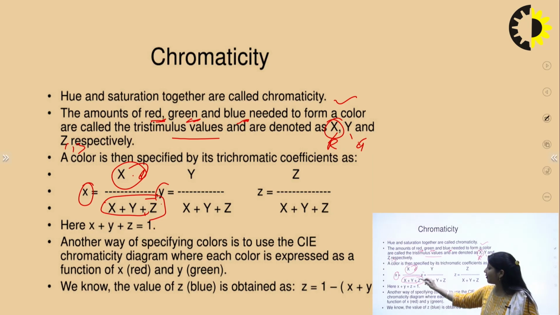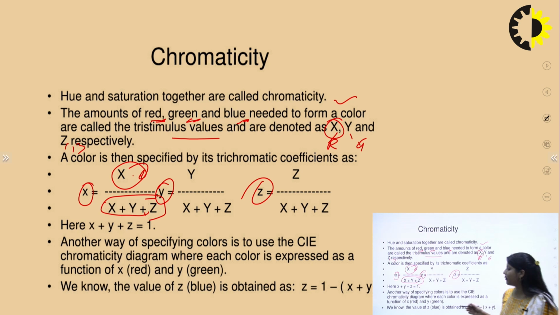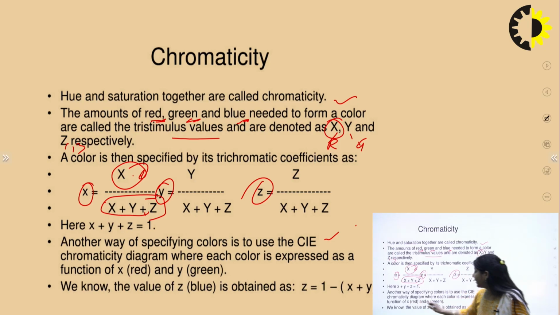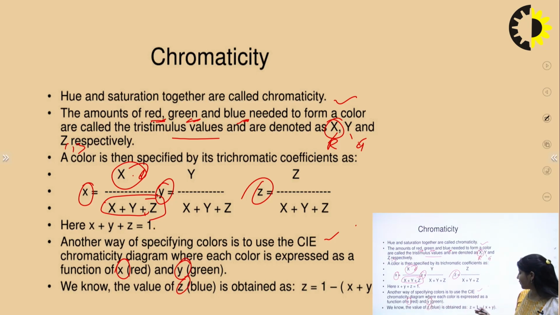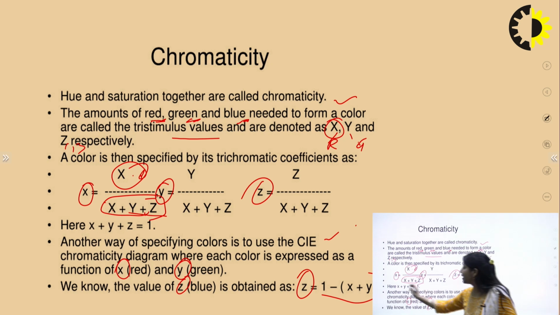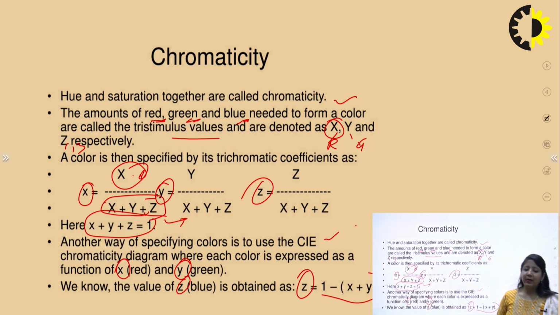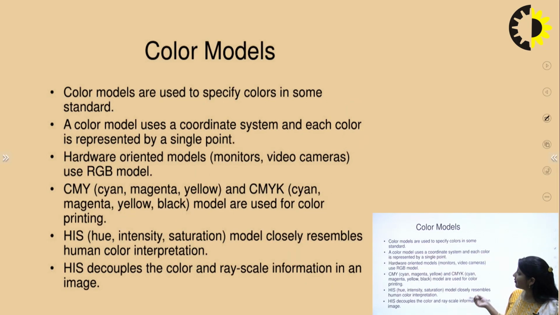Then we can calculate this small y and small z, meaning we are going to calculate the actual color intensity from the mix of the color that is perceived by the human eye. Another way of specifying color is to use the CIE chromaticity diagram, where each color is expressed as X, the purity of red, Y, the purity of green, and Z, the purity of blue. We can obtain the purity of blue by this, because the combination of these is 1, which means white, because these are all the primary colors. The combination of all these is converted into 1, that is white.